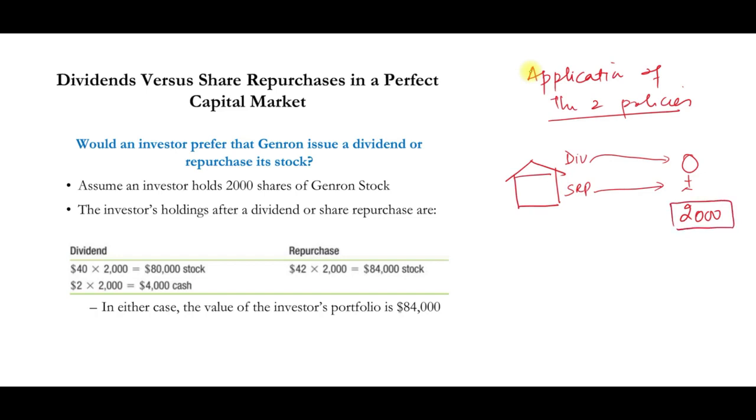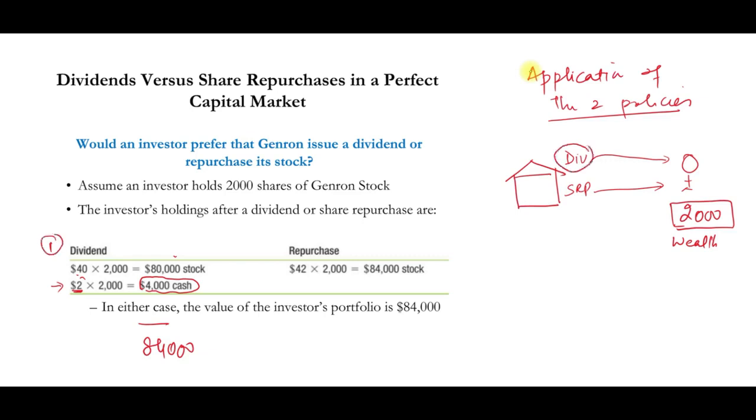The investor's holding, or the wealth of the shareholders, after a dividend or share repurchase would be like this. For instance, the company pays dividend. On every stock, this investor is going to get $2. So how much cash would he get? 4000, right? And after this dividend, what is the price? The ex-dividend price is 40, and because he has 2000 shares, the value would be 80,000. So his total wealth would be 84,000. This is when the company pays dividend.